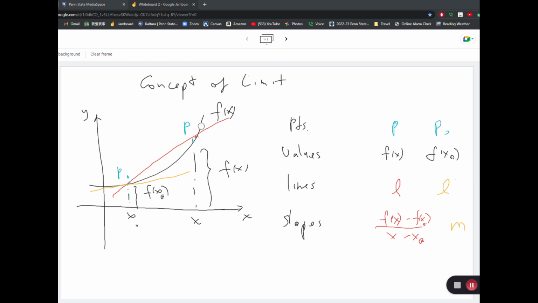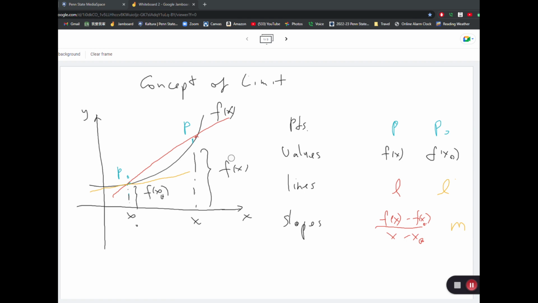All right. So the black curve is the graph of f of x. Along the graph, I pick a point p0 at a location x0, and another point p at the location x. So x0 is fixed. Well, x will move. As x moves towards x0, we're going to see a few things happening accordingly.